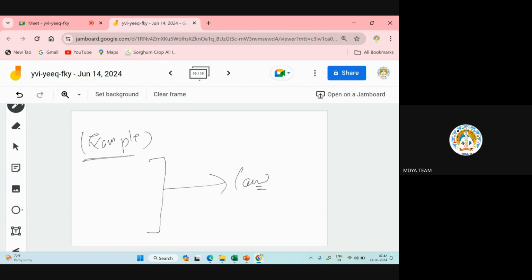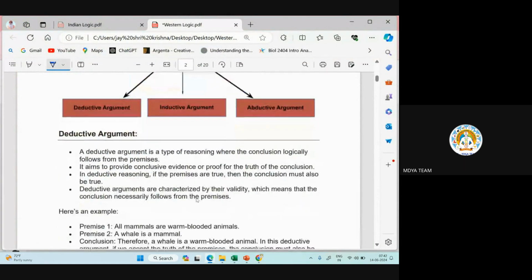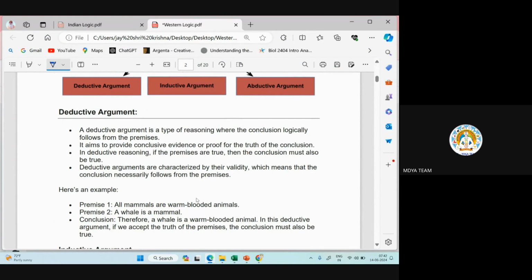So one question you can expect from this deductive and inductive teaching: there will not be anything like you need to learn or mug up something. Just understand the concept, and the question will be very conceptual. Okay. Now, most of the things I already explained. Now, let's just go through the PDF.